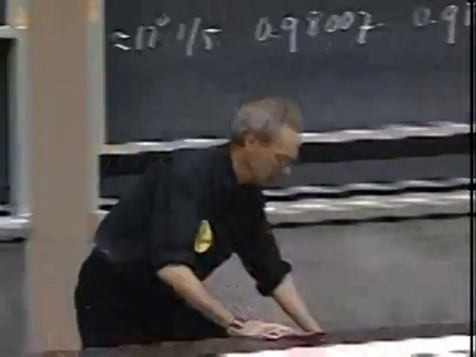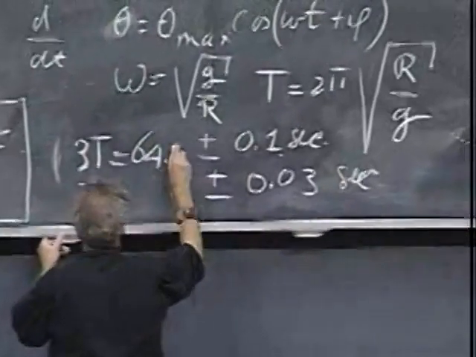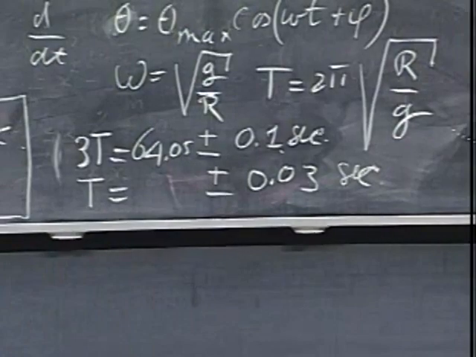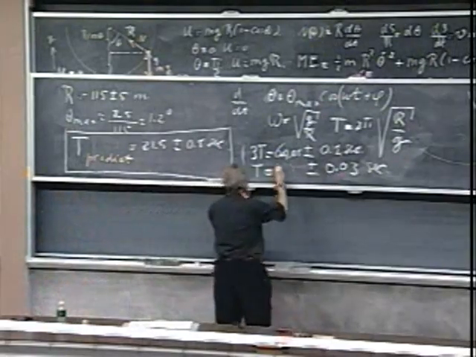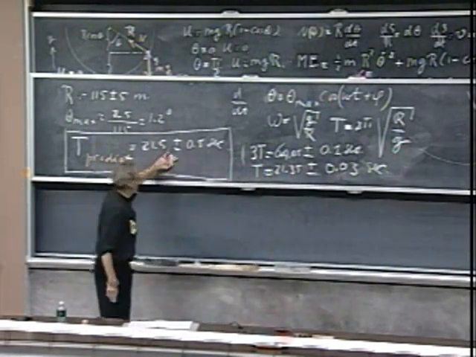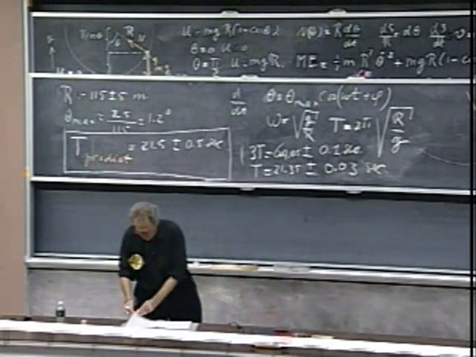64.05. Let me turn this off. So 3T equals 64.05. I divide that by 3. That is 21.35 plus or minus 0.03. It's exactly in agreement with the prediction, with the uncertainty of the prediction.